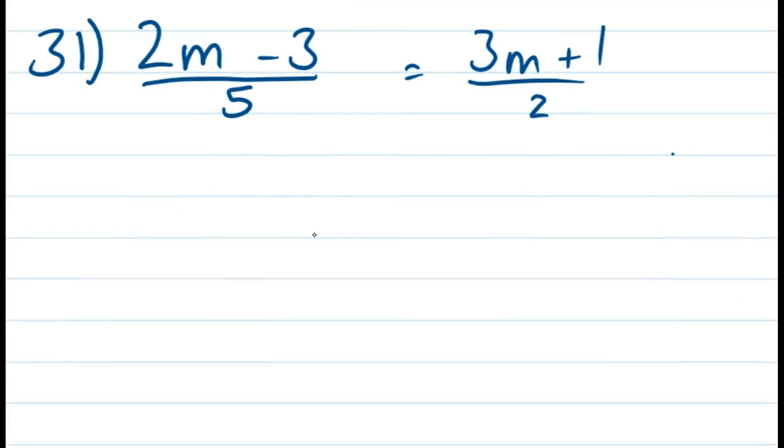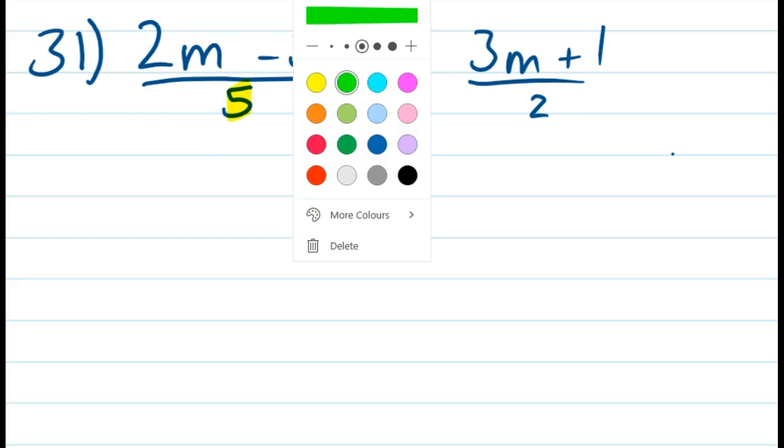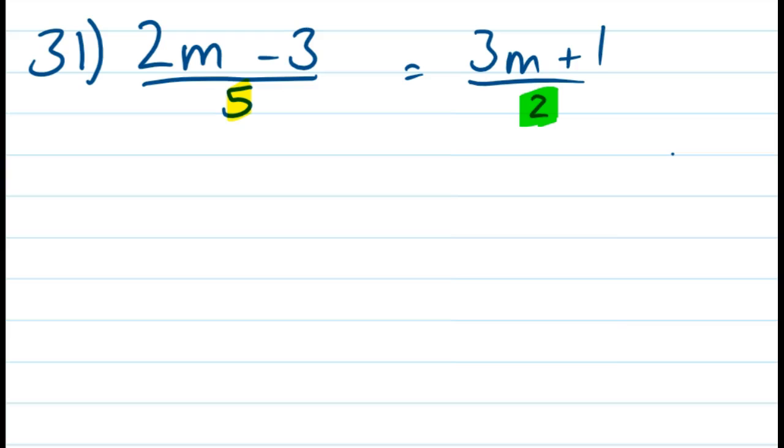On to 3L. Okay, this is difficult because both sides are fractions and they have different denominators. Okay, if they were the same denominator, we could just times it by that number and get rid of all the fractions. But unfortunately, they're different numbers on the bottom. This one's 5 and this one's 2. Okay, so what I do to get rid of it is I times this entire top bit by 2.